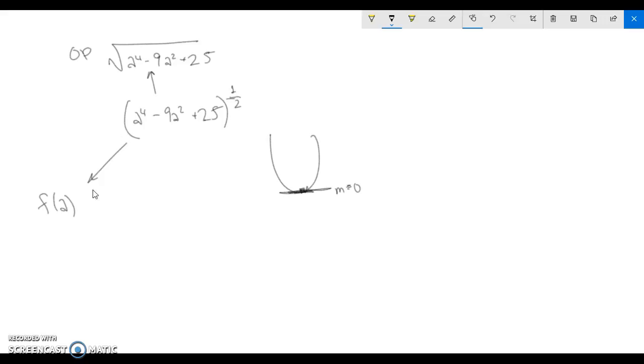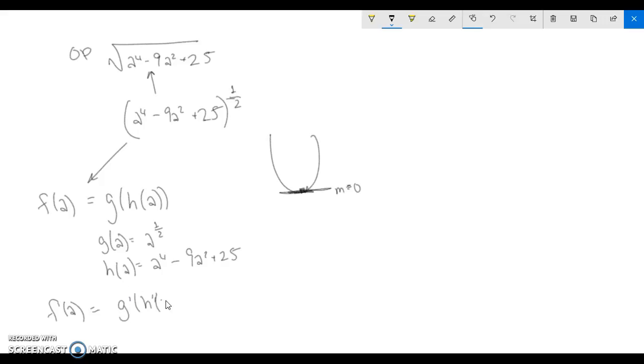And let f of a equal g of h of a, okay? Where g of a equals a to the 1/2 power, and h of a equals a to the fourth minus 9a squared plus 25. So the derivative of f of a equals the derivative of g of h of a times the derivative of h of a.